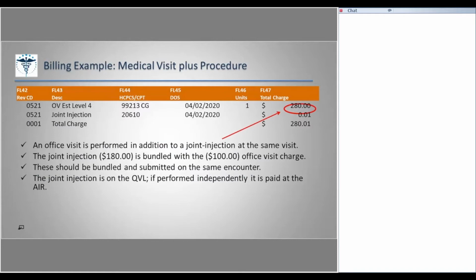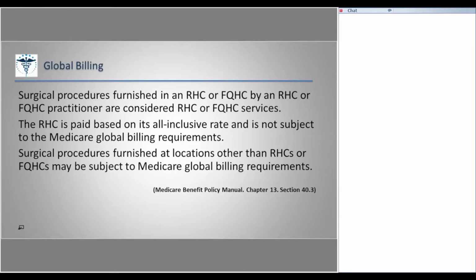So here I have my total charges correct, and I've defaulted to the alternate payment method on the rest of these slides. So the CG modifier, that's our qualifying visit. You can also submit the 20610 as its own qualifying visit. It is on the qualifying visit list.